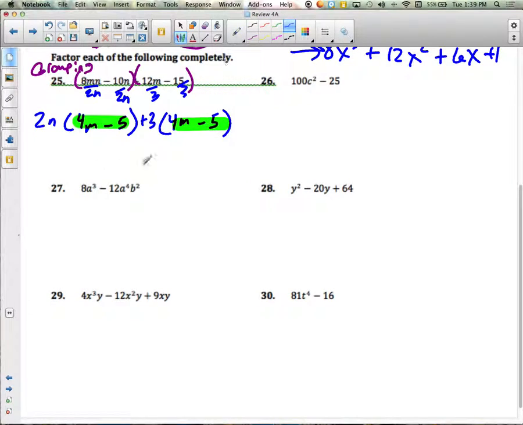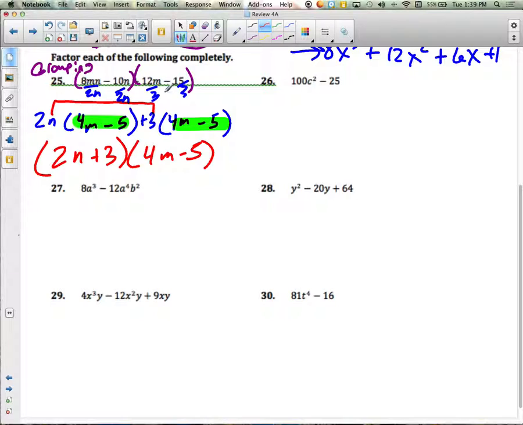So once I have the same value in parentheses, I'm going to group the outside numbers, 2n plus 3, and that is one of my factors. And then whatever's in parentheses will become the other factor. And that's your final answer. We factored it completely. If I FOIL 2n plus 3 and 4m minus 5 together, I should end up with 8mn minus 10n plus 12m minus 15.